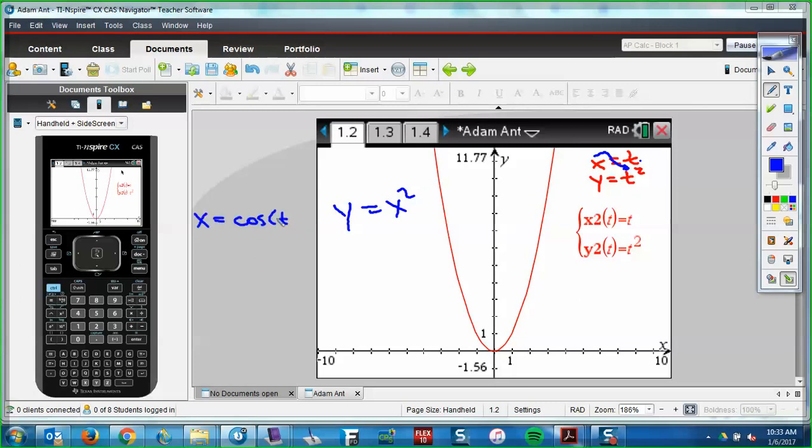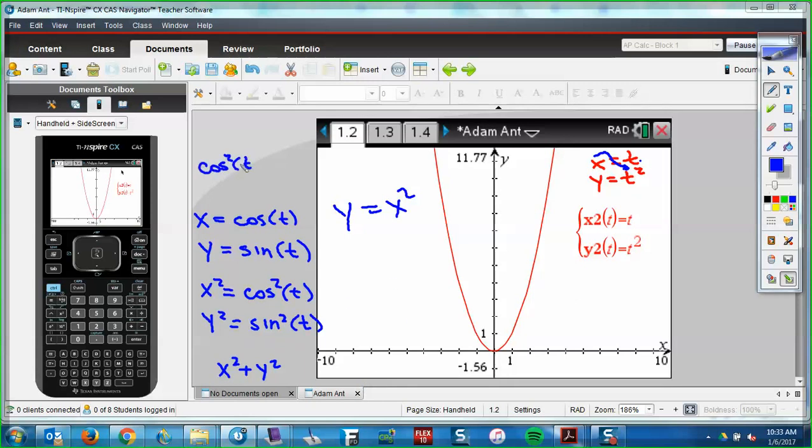Now look at another one we've talked about recently. X equals cosine t and y equals sine t. Remember how that was a unit circle with a radius of 1? Let me square both of those. Wouldn't this have to be true right here if you squared both of those? Wouldn't x squared be cosine squared and y squared be sine squared? Now let's add x squared plus y squared together. That would be cosine squared plus sine squared. We know cosine squared plus sine squared is 1, right?